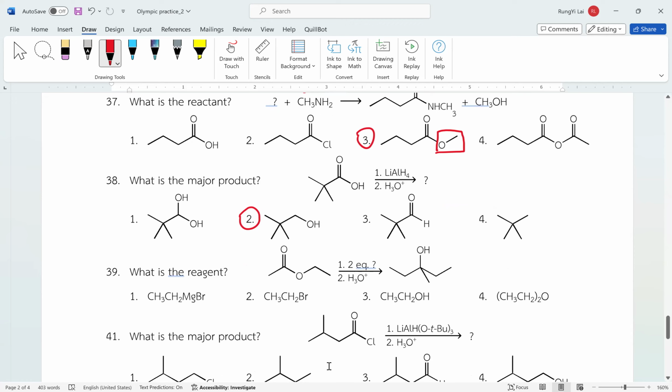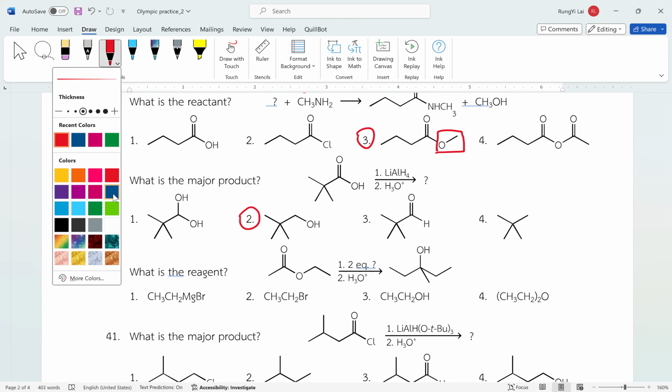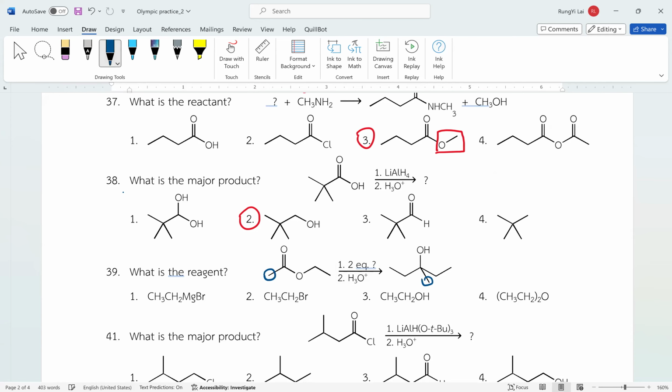So next one is what is the reagent to react with this ester? And you can see the condition. The first step you need 2 equivalent of the something, and then followed by AC quench reaction. So you are able to get this one. So if you want to label, I can label. So for example, this carbon is here. Okay. So this oxygen will become alcohol.